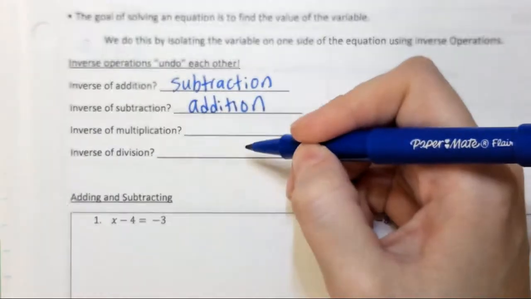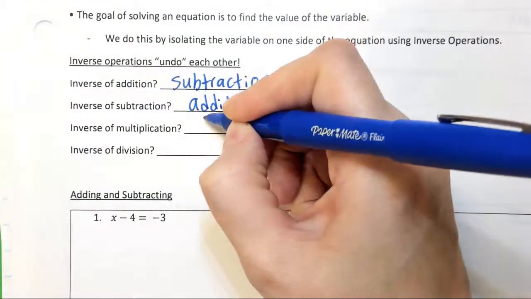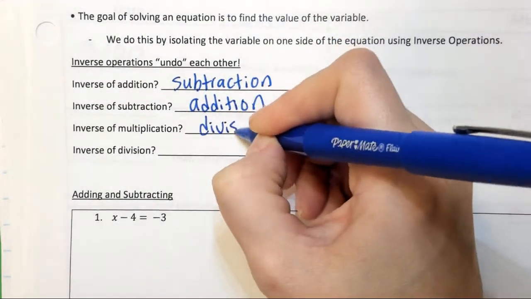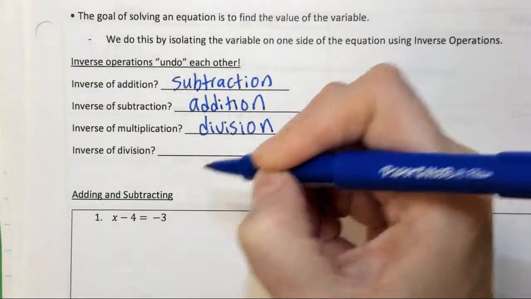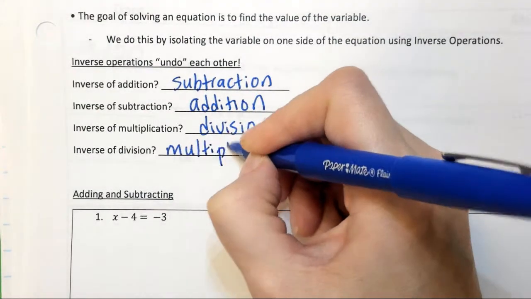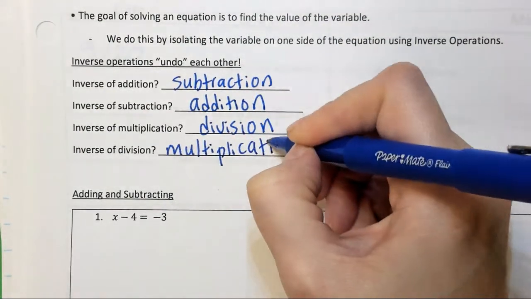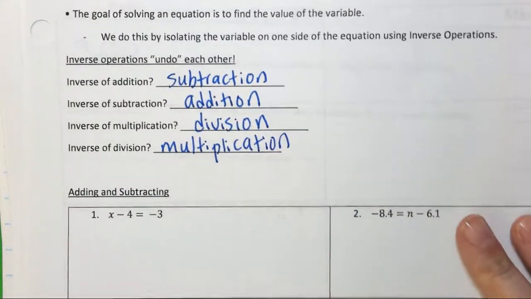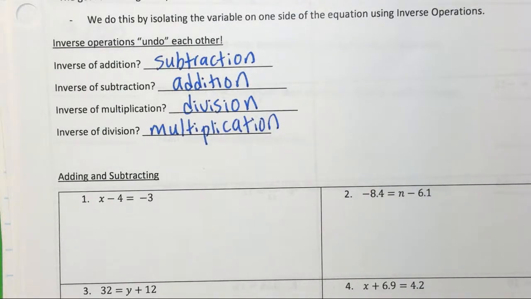Okay, and then the inverse of multiplication? Division. And then inverse of division? Multiplication. Good. So we're going to use all four of these today. On the front side of your paper, it's only addition and subtraction. And then on the back side, we'll do the multiplication and division.